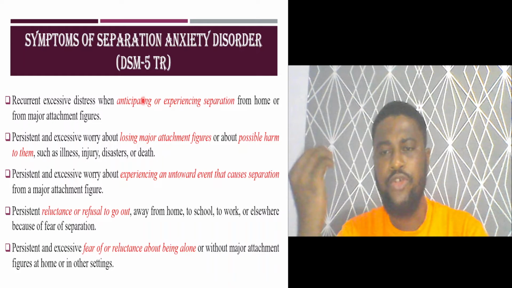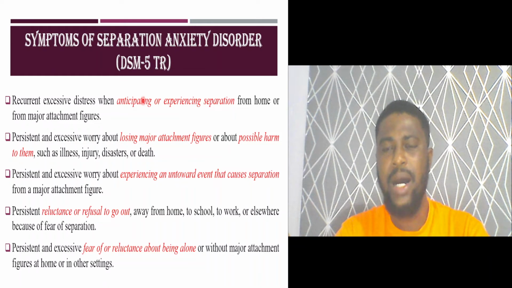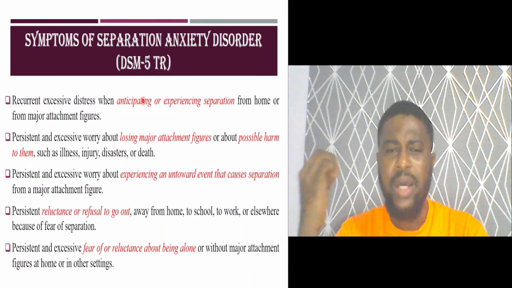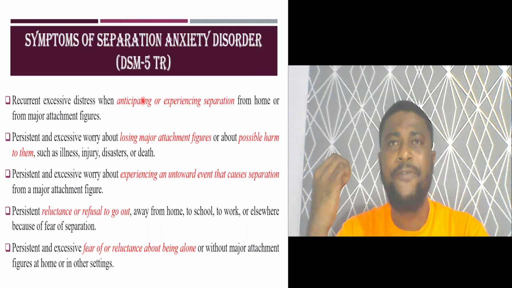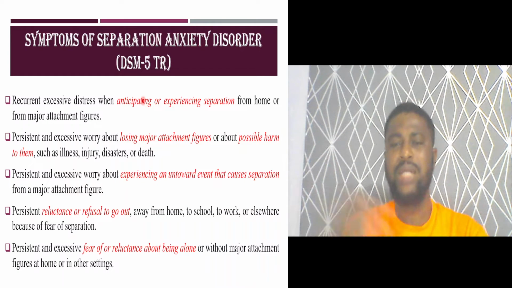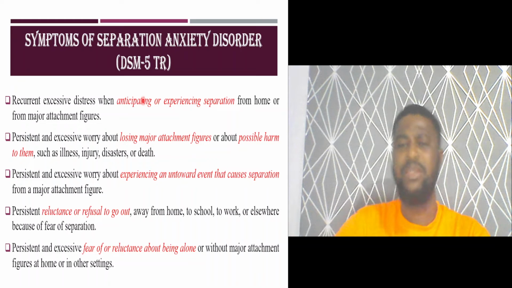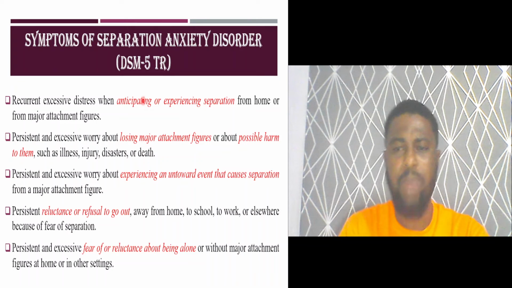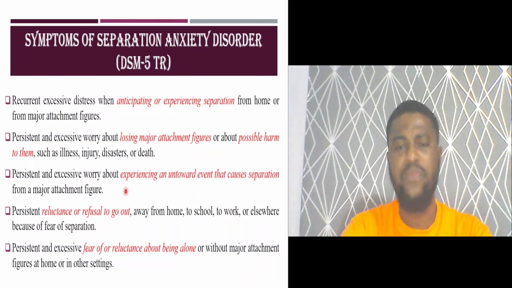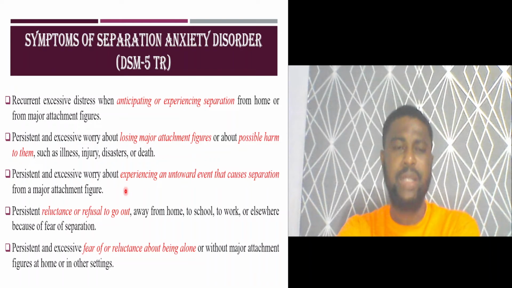So these intrusive thoughts that the major attachment figure would die, probably because they are traveling or they've traveled, or something bad will happen to them, or they will be kidnapped, they will be attacked, they will fall sick. So there's this fear, excessive, persistent worry that that major attachment figure who has been taken away or has traveled or has been separated from this individual would never come back again, or that they would suffer some possible harm, such as illness, injury, disasters, or death. So there's this persistent or excessive worry about such related matters.